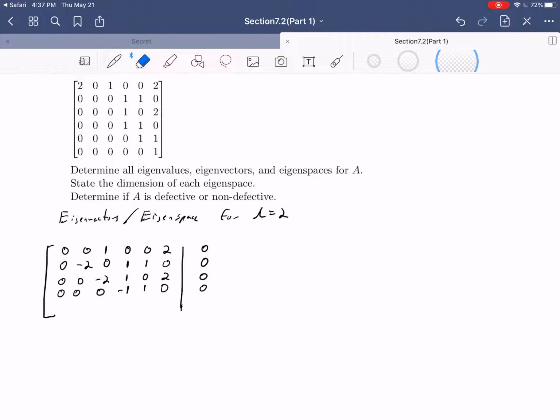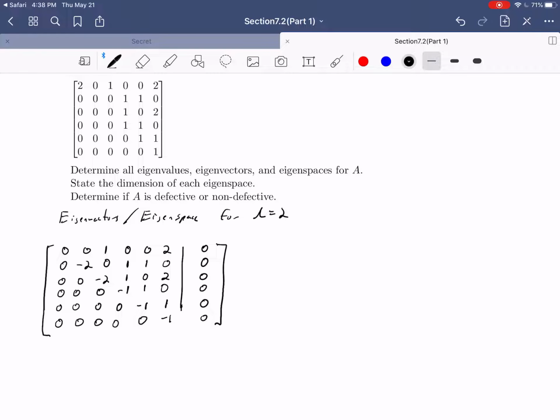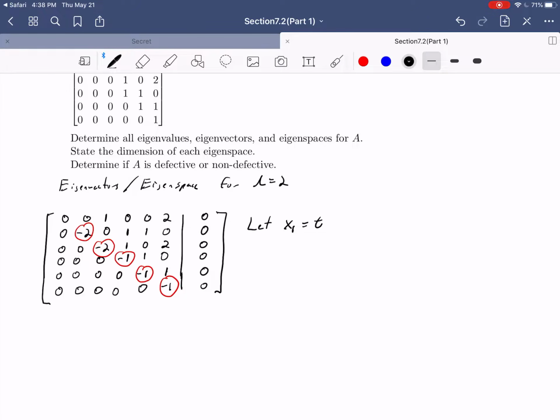Looks like we'll need a little bit more room, so let's move that stuff down a little bit. Okay. For row 5, we'll have 0, 0, 0, 0, minus 1, 1, 0. And then finally 0, 0, 0, 0, 0, minus 1, 0. As you can see there, we will avoid parameterizing all of these, and so we will let x1 be equal to our 1 free parameter t. As predicted, since this was multiplicity 1, the eigenspace was only going to have 1 dimension, so there's only going to be 1 free parameter.